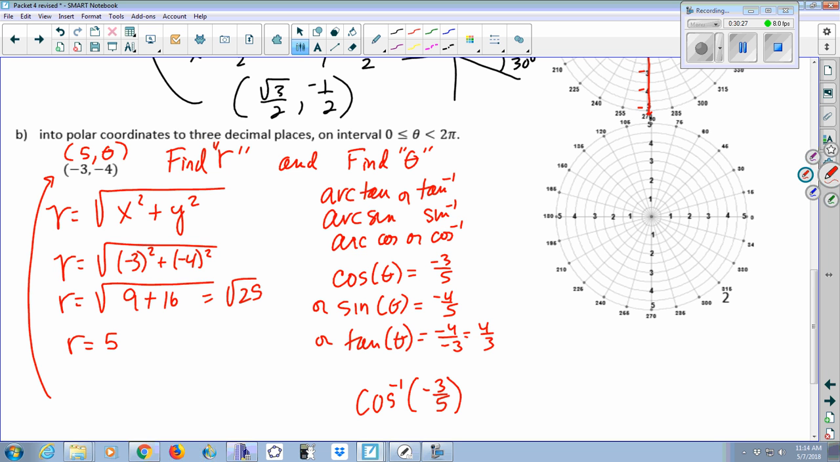X is -3 and Y is -4. What quadrant are we in? If I turn my back, -3, -4. Which one? Third. So we're in the third quadrant.